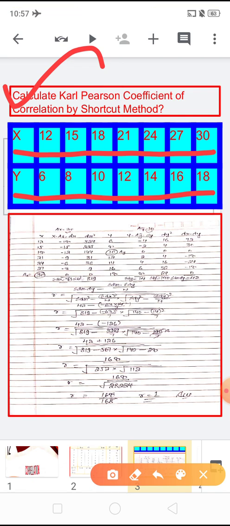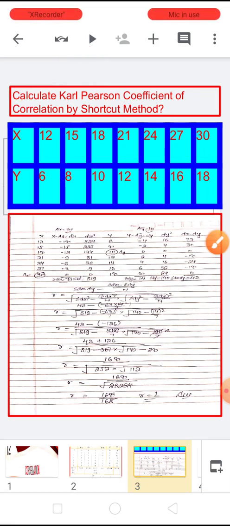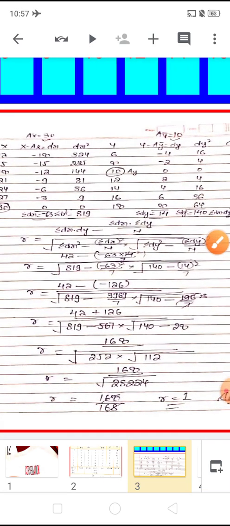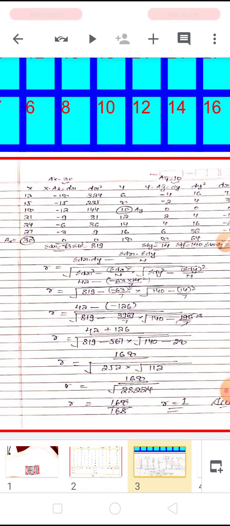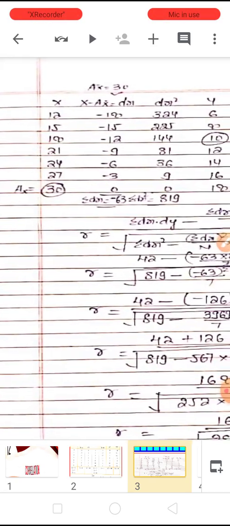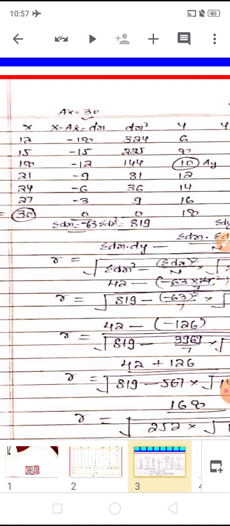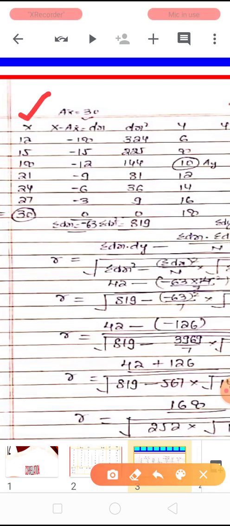So let me zoom in on this so that you can see the values perfectly. Children, the x variable is here: 12, 15, 18, 21, 24, 27, and 30. We need to assume any value. As I have assumed the value 30, so assumed x is 30.